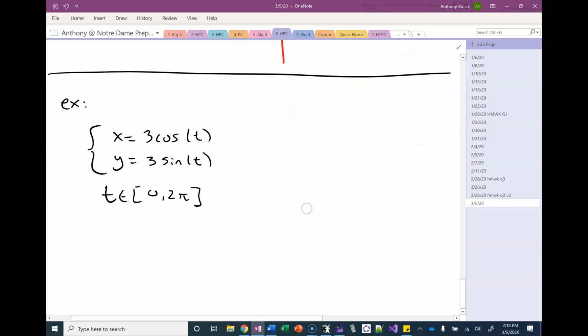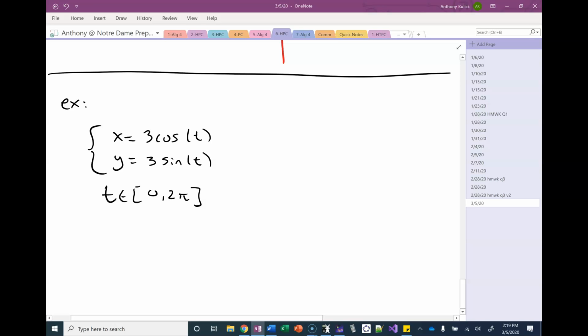All right, let's do another one. Again, we're trying to get this into Cartesian form. So we have the parametric equation: x is equal to 3 cosine t, y is equal to 3 sine t. Are we going to be able to eliminate t the same way we did before? No, right? Why not? What's going to be the problem?